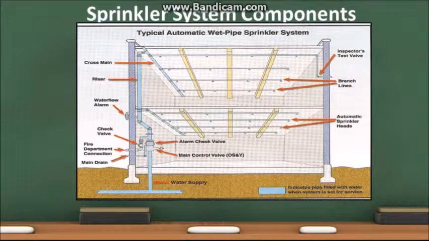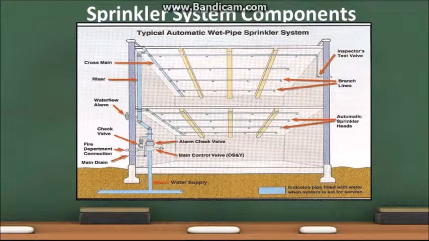The water travels to the main control valve. There are many types of control valves, which will be explained in later slides. The water then travels to the alarm check valve or flow switch. The flow switch is not shown in the diagram. The alarm check valve and flow switch sound a local alarm indicating water is flowing through the system.